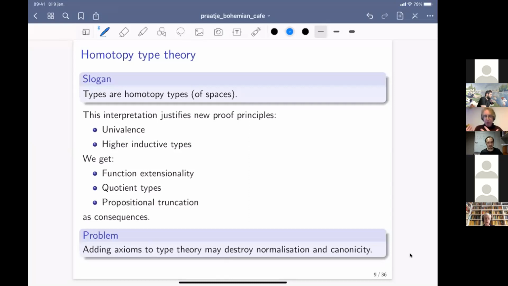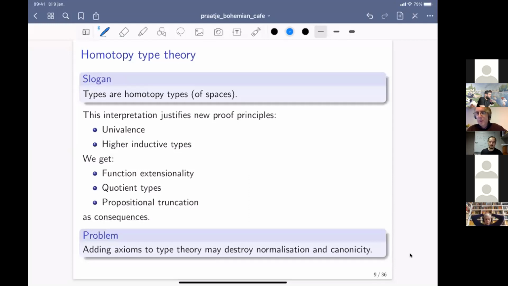as a consequence of these principles, Voevodsky showed univalence implies functional extensionality. You can get certain quotient types by certain higher inductive types. A particular kind of higher inductive type gives you propositional truncation, which is a kind of bracketing. So in a way, it provided a unified perspective on these problems that people were already dealing with in the type theoretic community. I think that was one of the big attractions.